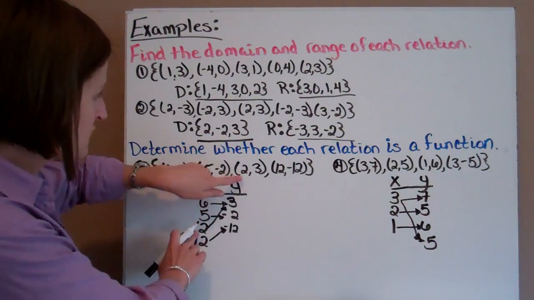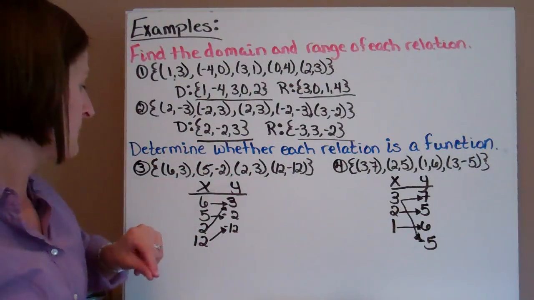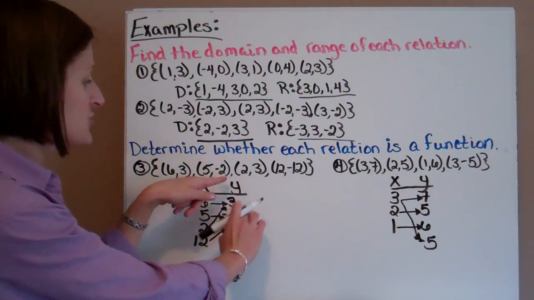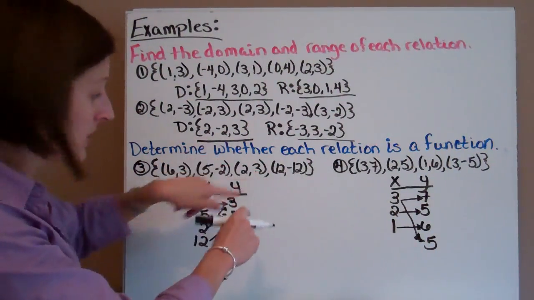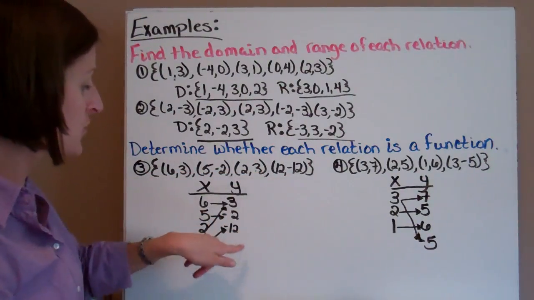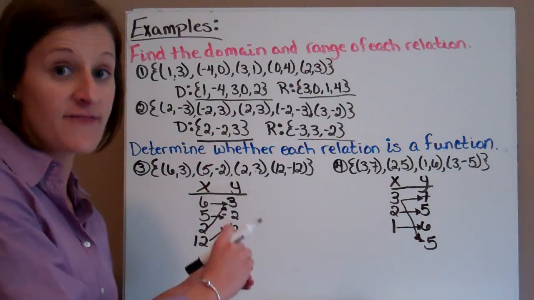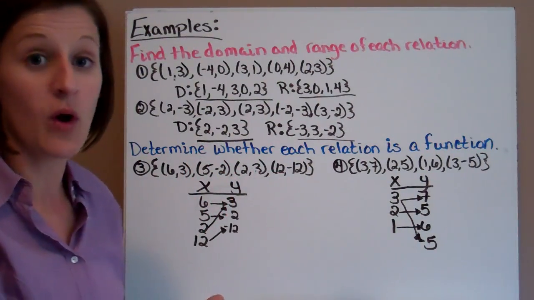6, 5, 2, and 12. Okay? Now I list my y values. 3, -2, 3, which I don't have to write again, it's right there, and -12. Now, I draw a line from my x value to the corresponding y value.